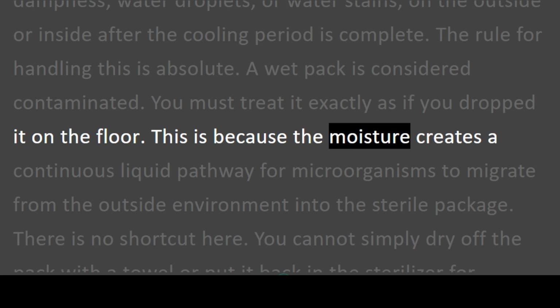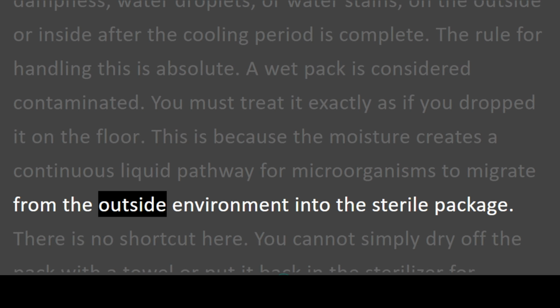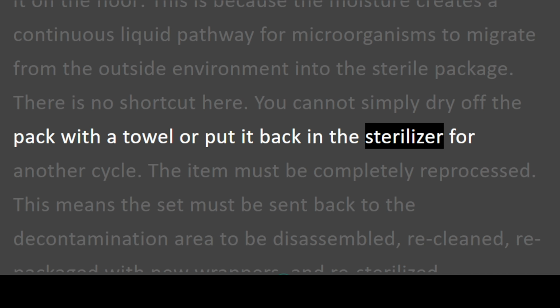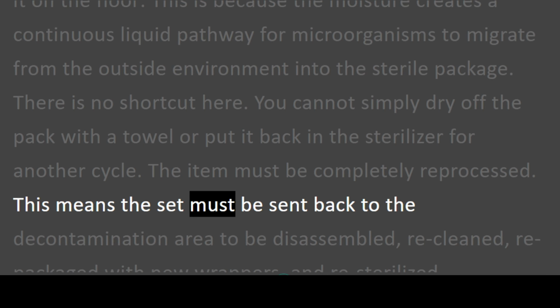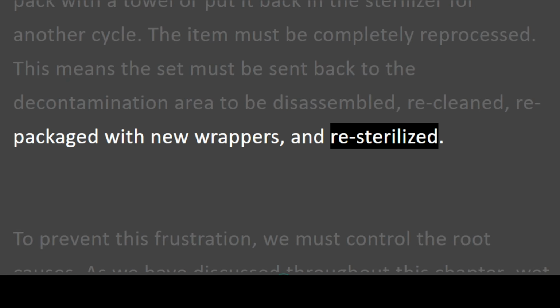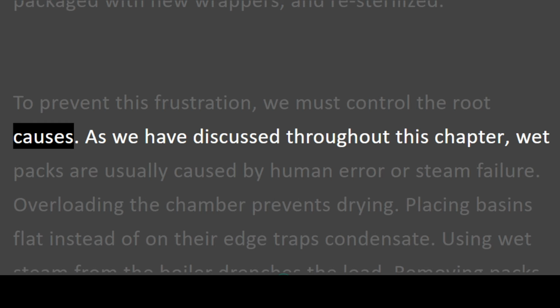This is because the moisture creates a continuous liquid pathway for microorganisms to migrate from the outside environment into the sterile package. There is no shortcut here. You cannot simply dry off the pack with a towel or put it back in the sterilizer for another cycle. The item must be completely reprocessed. This means the set must be sent back to the decontamination area to be disassembled, re-cleaned, repackaged with new wrappers, and re-sterilized.